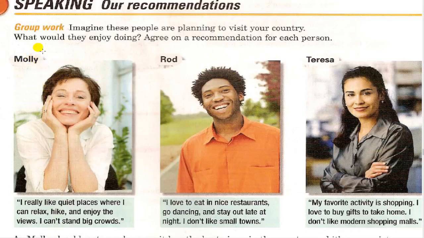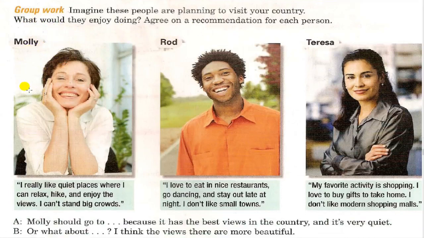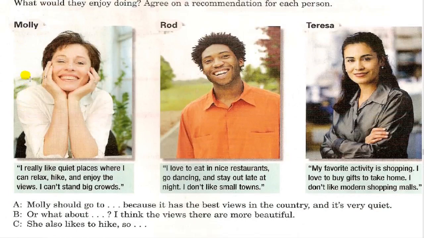Molly. So here, what would they enjoy doing? Agree on a recommendation for each person. Molly. What does Molly like? I really like quiet places. Quiet, not noisy. Where I can relax. Hike, to walk for a long time. And enjoy the views. And see different wonderful places. I can't stand big crowds. I don't like big crowds. When the place is crowded, I don't like this. I don't like to go in a place which is crowded and full of people.